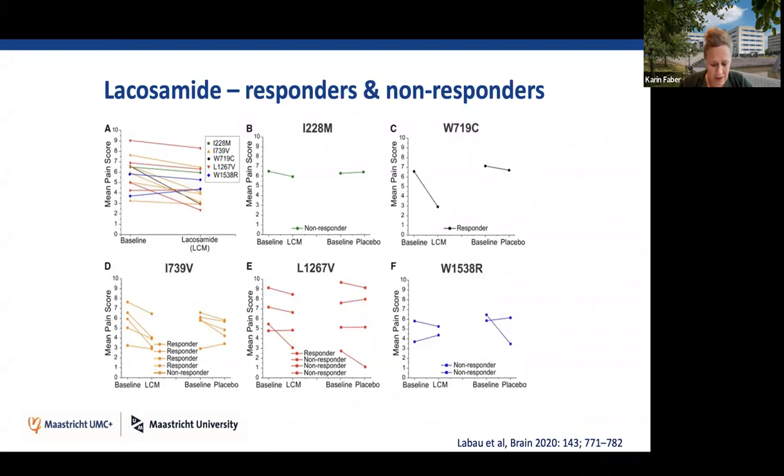In this figure, you can see the clinical responses for each variant. The response from a non-responder, the I228M, the green stripes, and with a large clinical response, that is D, and the responses from the patients carrying the I739 variants, 5 patients, of whom 4 were responders, and responses from patients carrying the L1267 variant, 4 patients, of whom 3 were non-responders.